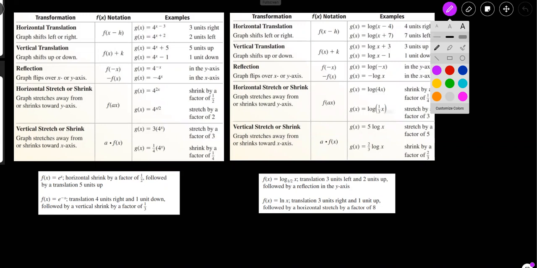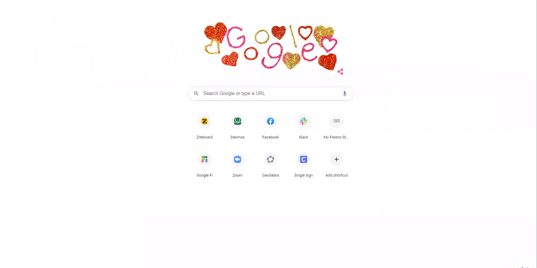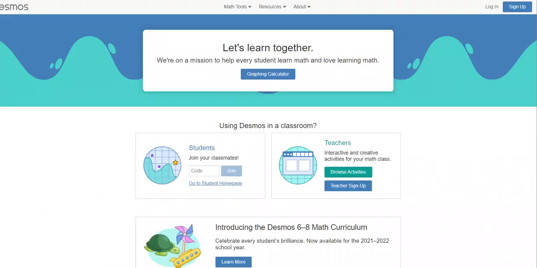Even though they're different types of functions, remember that transformations of functions work the same on any type of function, whether it's a linear function, an absolute value function, quadratic, etc. So because of that, we can apply these same types of rules over and over again and get the types of results that we want to get. I'm going to open up a Desmos really quick as well.